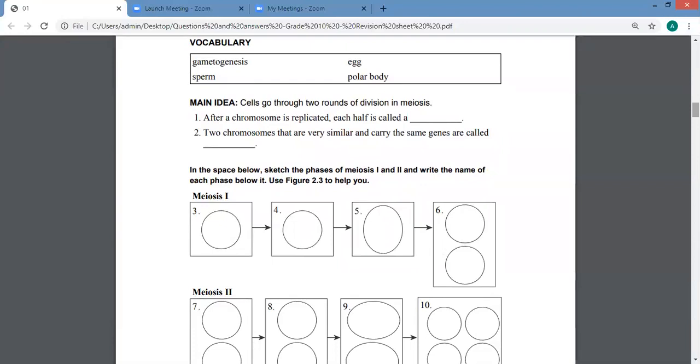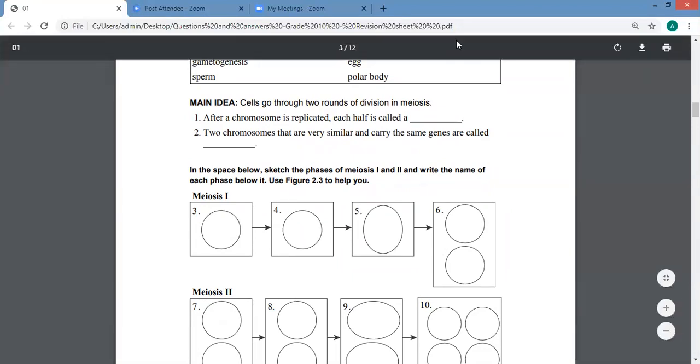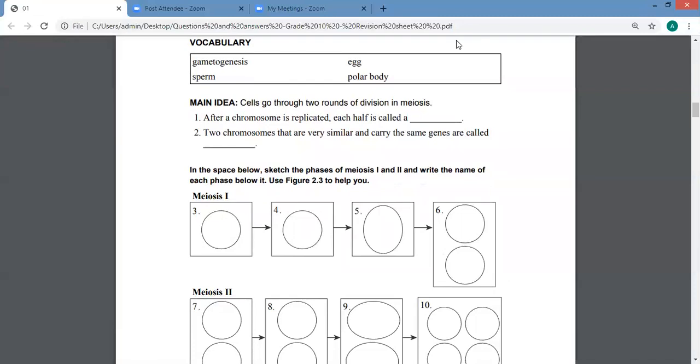Please, if you know the answer, please say it. This is for your participation grades, okay? For your participation grades. Don't be shy. Let's start with the first question.